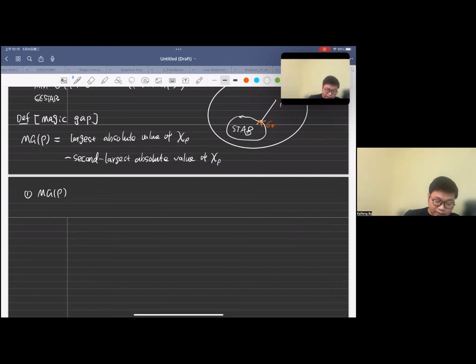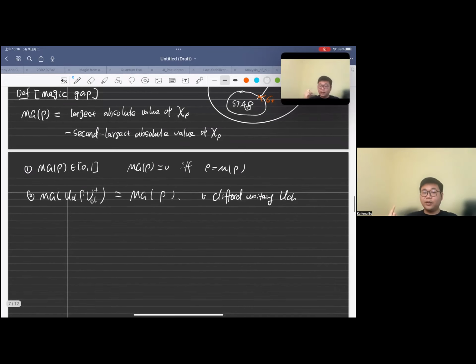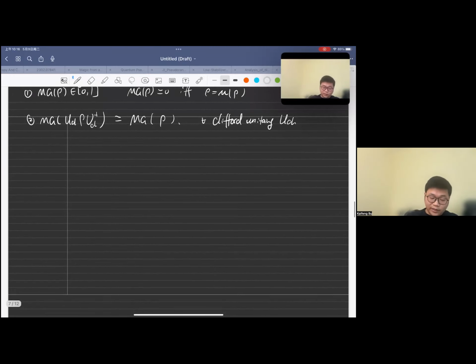First, the magic gap always takes values between 0 and 1, and it is equal to 0 if and only if the state is a stabilized state, or rho equals M rho. And the magic gap is invariant under Clifford unitaries: under the conjugate action of any Clifford unitary, the magic gap is fixed. These two beautiful properties guarantee that the magic gap can be used as a measure to quantify the amount of magic in the state. But here, we will use it to bound the rate of convergence in the quantum central limit theorem. Now we are basically ready to give the formal definition.